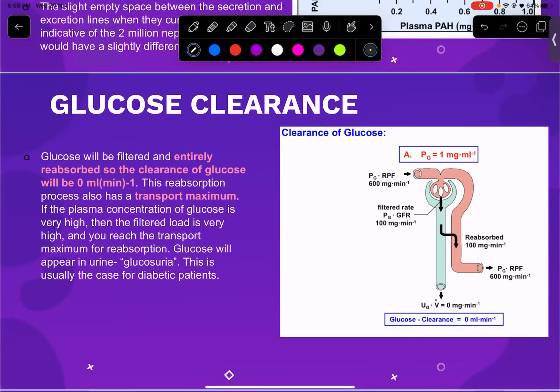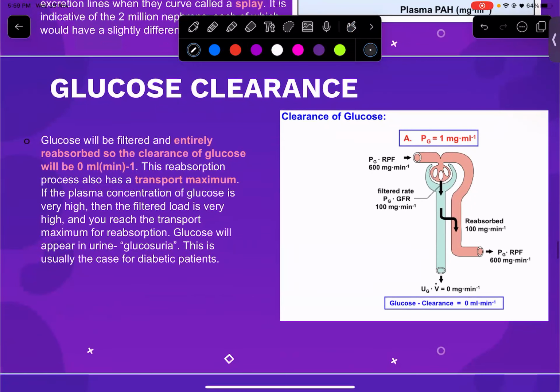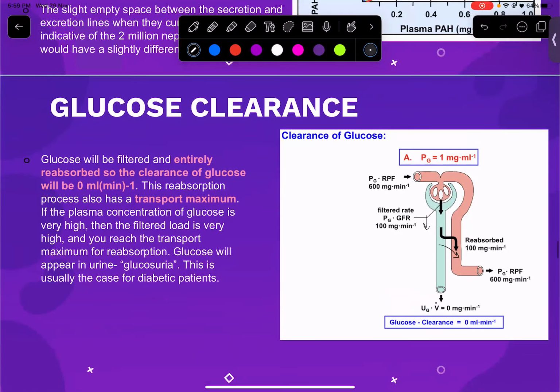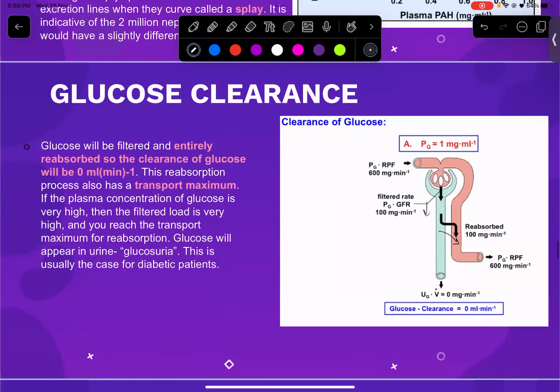Glucose proteins, but in some pathologic conditions, you might have glucose in the urine. But normally, the glucose that is being filtered should be completely reabsorbed. So whatever is being freely filtered should be completely taken back up into the peritubular capillaries and back into the plasma. It's very similar to PAH in the sense that it also has a transport maximum.